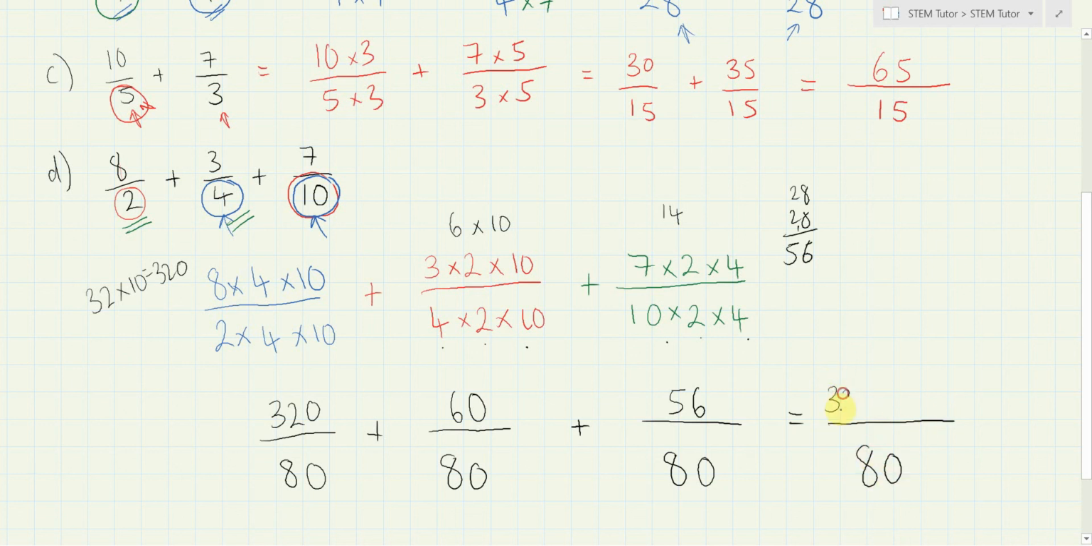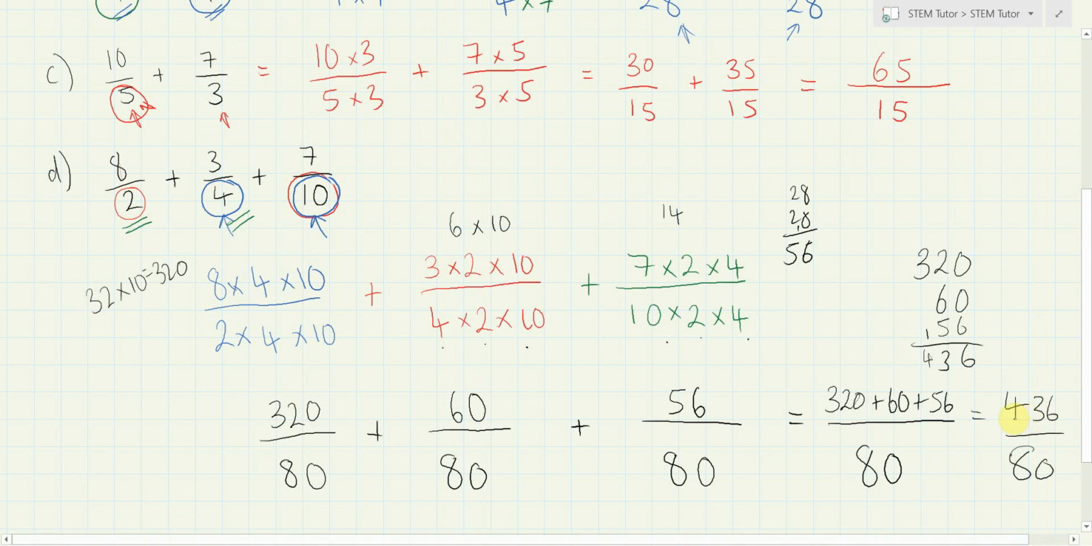So we'll have 320 plus 60 plus 56. Now, it's best to do some sums like this without a calculator. So 320, 60, 56. So we'll have the 6. 13 there, remainder 1. And carry over the 1, so 4. So that gives us our 436 over 80. Again, this can be simplified, but again, I'll go over that in another video.